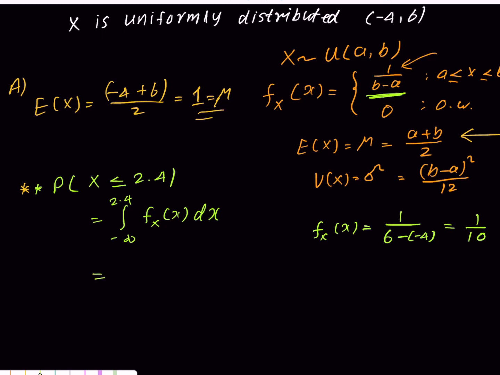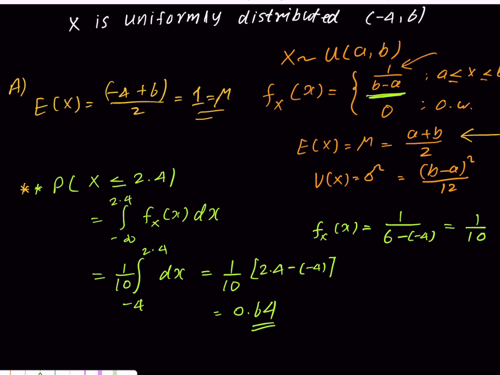So we can integrate this. This is going from negative 4 to 2.4 because you see x is defined between A and B. So it is 1/10, it is constant. I write it down outside with dx. In this case, you know how to integrate this: 1/10 times (2.4 minus negative 4), then 6.4 divided by 10, that is 0.64. So that is the probability.